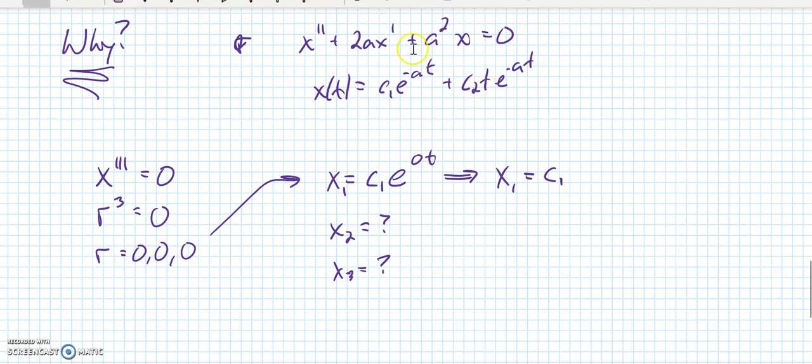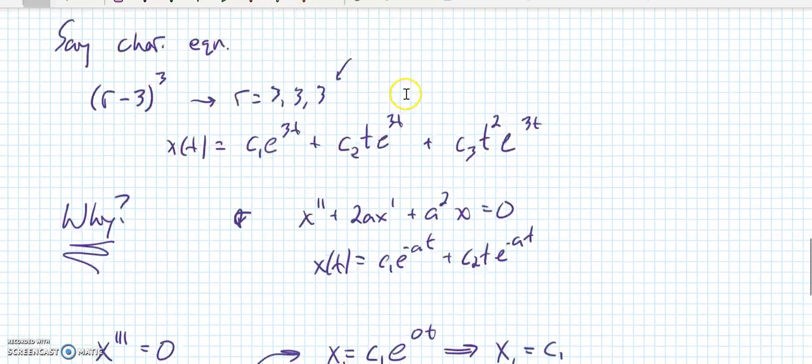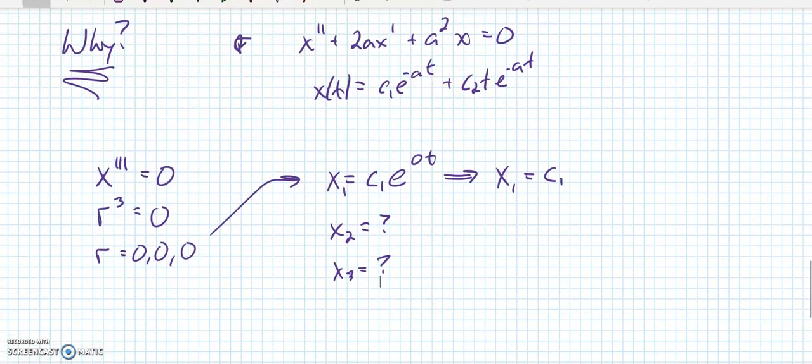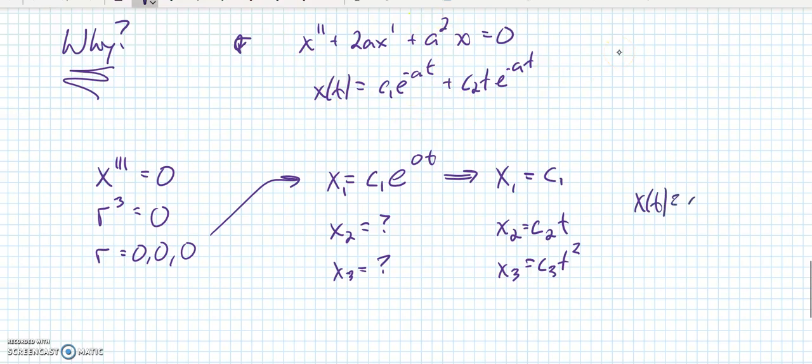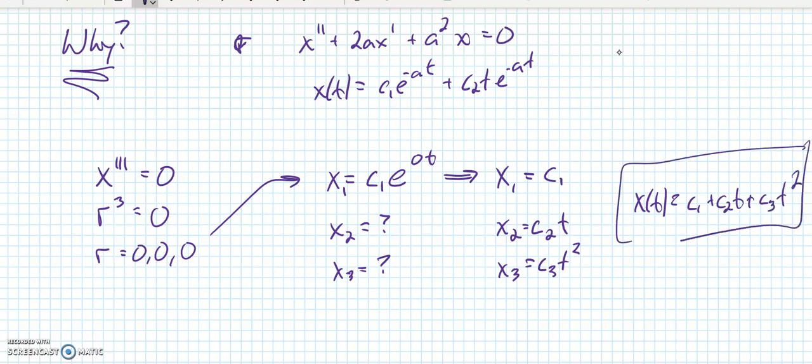So let's inspect it. Well, here, let's use the rule, and then let's see why it happens because of calculus, right? Well, what would my rule here be? I would tack this t on, right? So I would get x2 is going to be c2 times t. And then x3 is c3 times t, but I've got to make it linearly independent from the t, so I make it squared, right? So my solution should be x of t is c1 plus c2 t plus c3 t squared. That's what I should get if I do regular calculus to this.